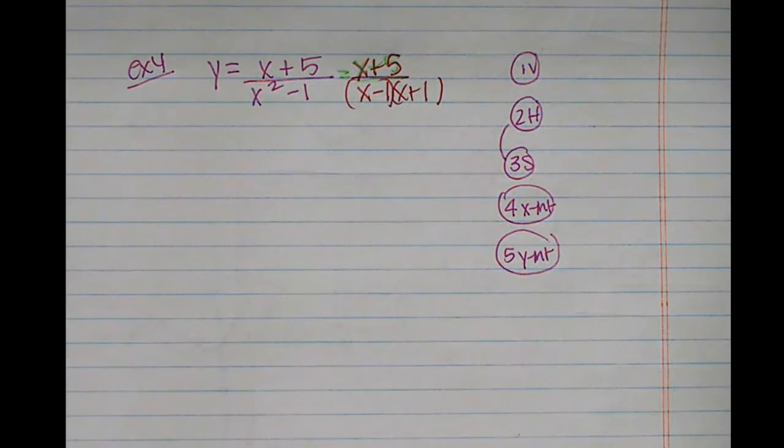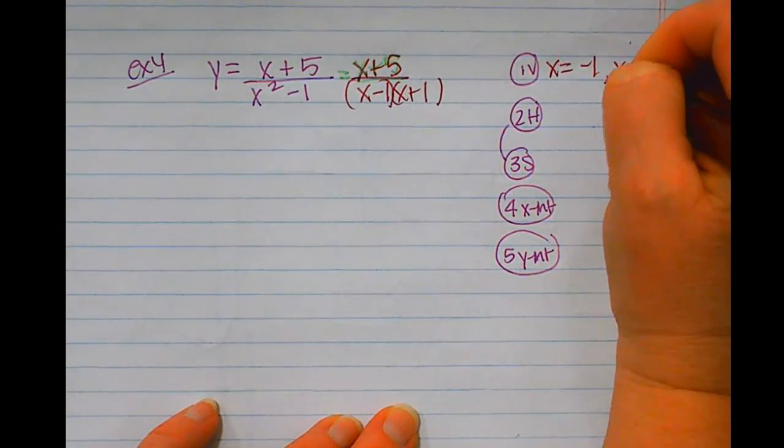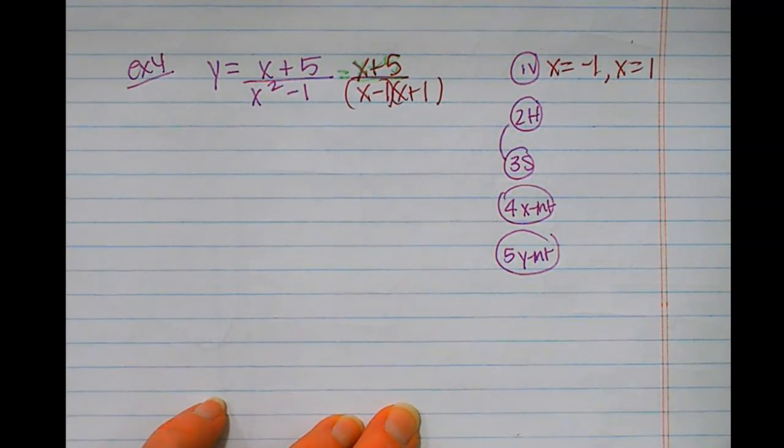Kaylin, what do you think the vertical asymptotes are? Okay, and we want to write it out as an equation. So x equals -1 and x equals 1. Write out the entire thing so we know which axis it crosses.